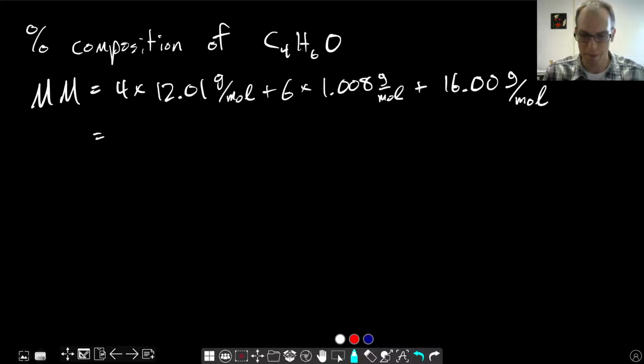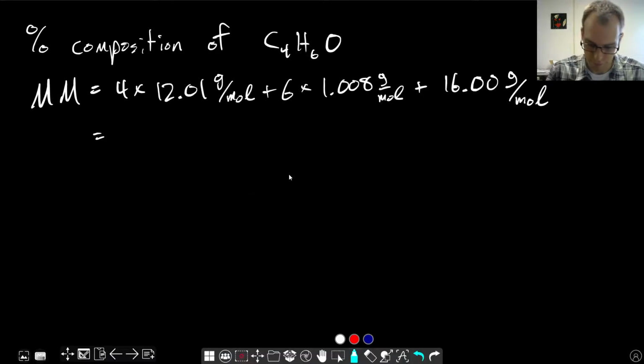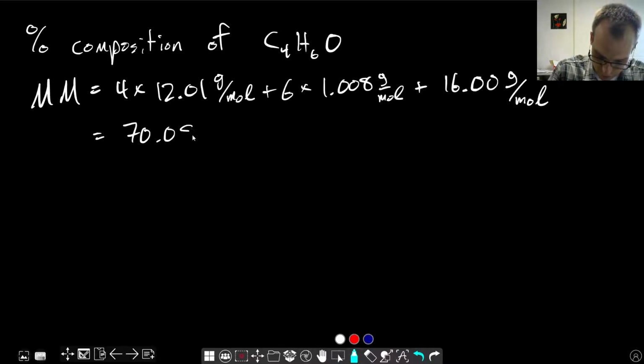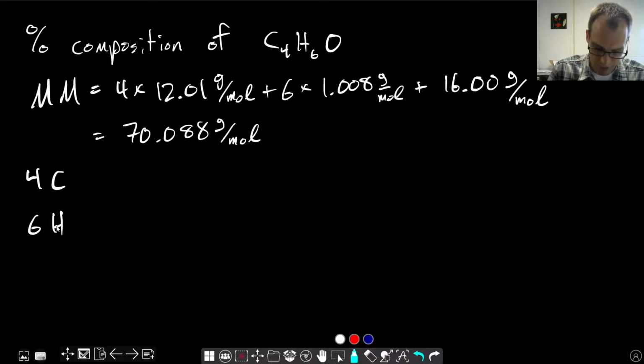So if we add all those up, we get a molecular mass of 4 times 12.01 plus 6 times 1.008 plus 16 gives us 70.088 grams per mole. All right, so that is the mass of a mole of methylvinyl ketone. So now we can think, well, we have our 4 carbons. What's the mass of a mole of that? We've got 6 hydrogens. What's the mass of a mole of that? And then 1 oxygen. What's the mass of a mole of that?